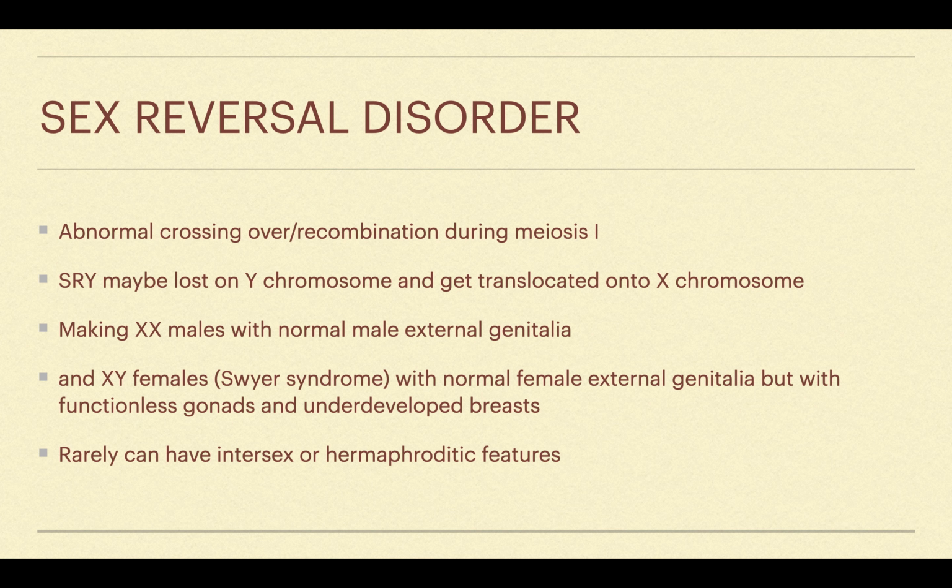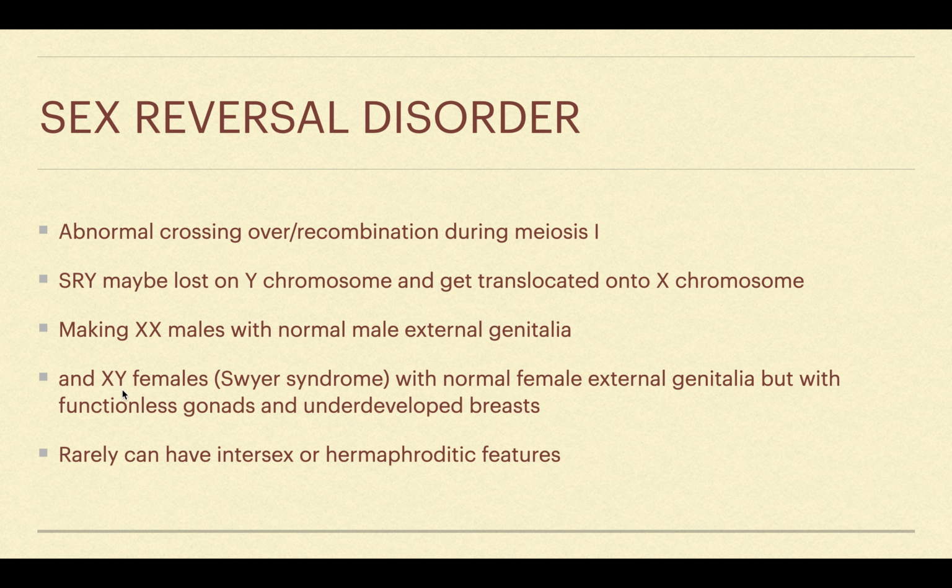Okay, so sex reversal disorders. This is what we know as hermaphroditism, and it's caused by the abnormal crossing over or the recombination during meiosis 1. And the SRY gene might be lost on the Y chromosome and get translocated onto an X chromosome. So that would make an XX male with normal male external genitalia. And for the XY female, the SRY region is deleted. And remember, SRY is really the gene that codes for the development of male genitalia.